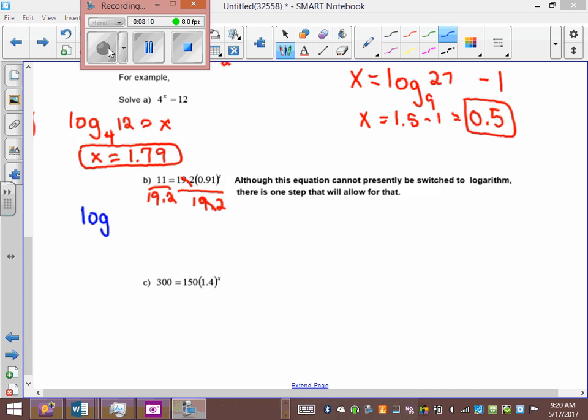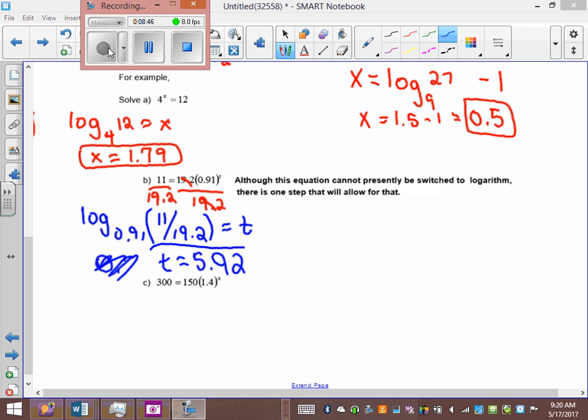Okay. So the base of the exponent is 0.91, but beside it, 11 over 19.2, not rounded, as you would lose Monopoly money or Lepp bucks. When you divide it out, what do you get? The non-rounded version. 5.92617. T equals 5.91. Oh, there we go.